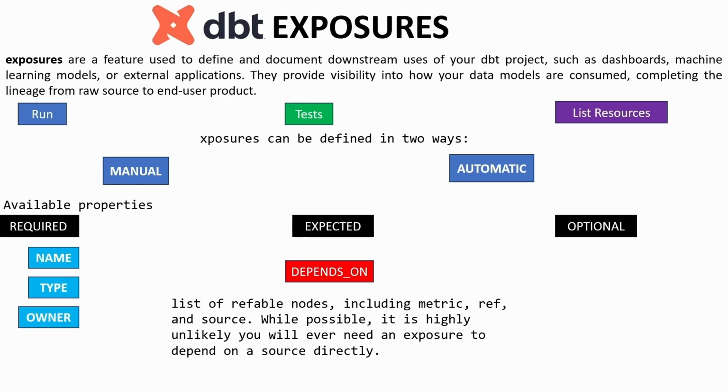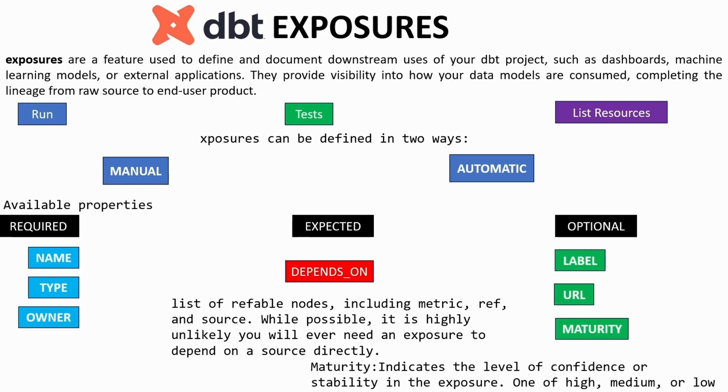The optional ones are label, URL, and maturity. Maturity indicates the level of confidence or stability in the exposure, one of high, medium, or low. For example, you could use high maturity for a well-established dashboard, widely used and trusted within your organization, and you can use low maturity for a new or experimental analysis.